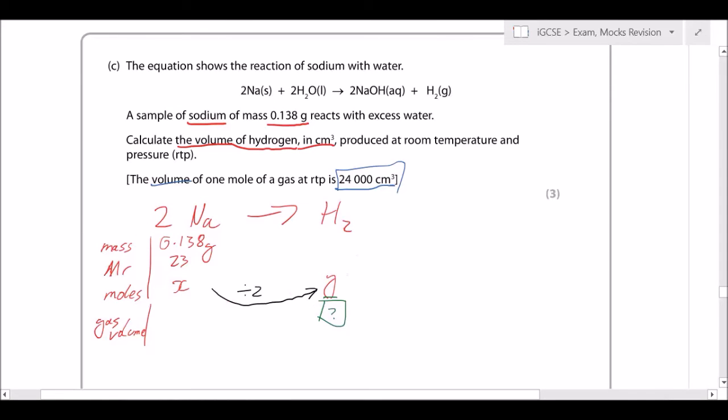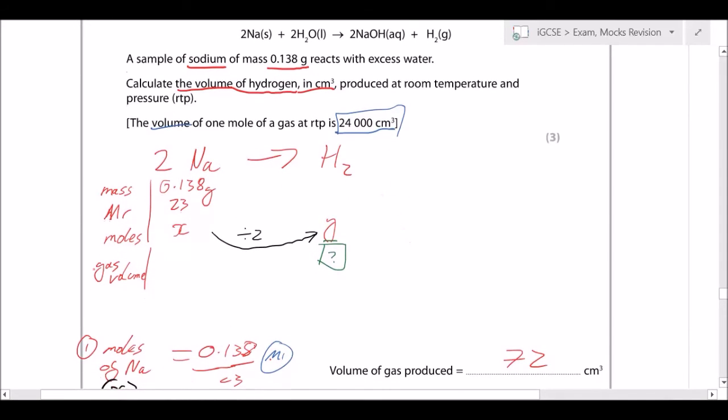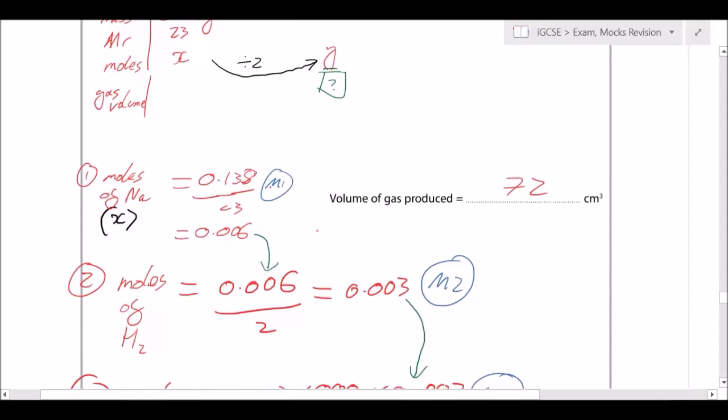So set out a table that I've originally showed you, and I've put gas volume down here and a question mark next to it. Fill out what we know. We've got 0.138 grams of sodium, that's from the question, and the Mr of sodium you just get from the periodic table. Then we can work out the moles, which I've represented as x here. That's your first step. So moles of sodium, x, equals 0.138 grams divided by 23, and that's 0.006. That's 1 mark.